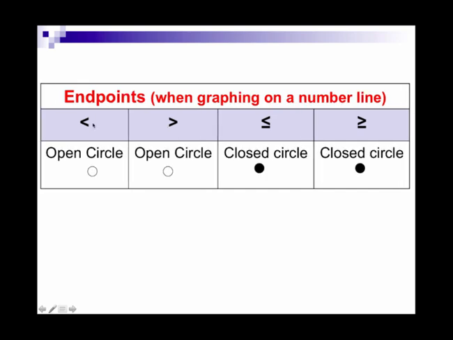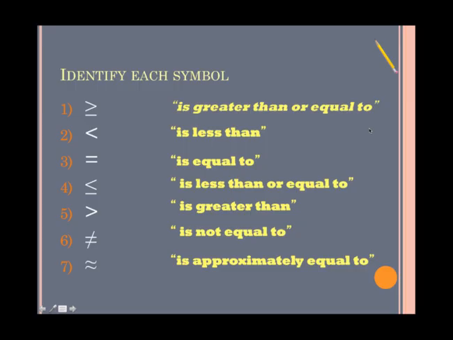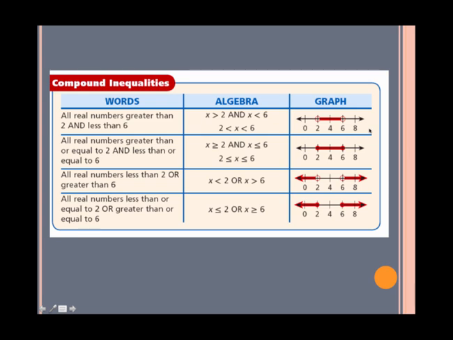If we have less than or greater than, we're going to use an open circle on our number line. If we have less than or equal to or greater than or equal to, the circle is filled in. So what we're going to look at today are compound inequalities.